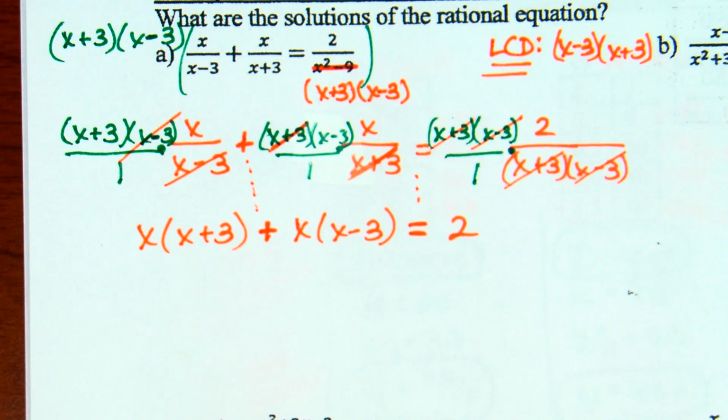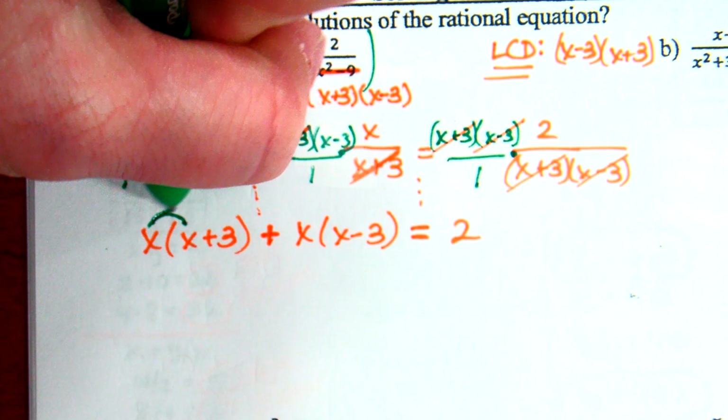Distribute the x's, right? We're going to do x times x plus 3, x times x minus 3. So write it out with me. X times x is x squared. Plus x times 3, 3x. Plus x times x, x squared. X times minus 3, minus 3x, equals 2.